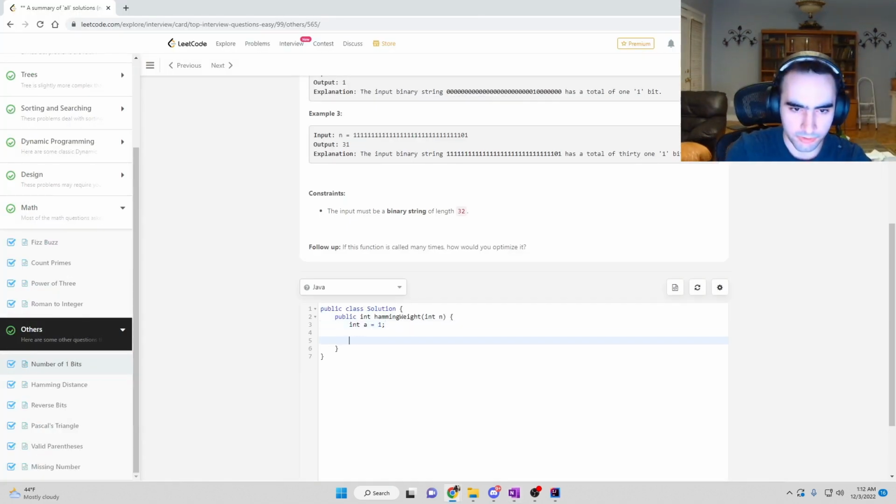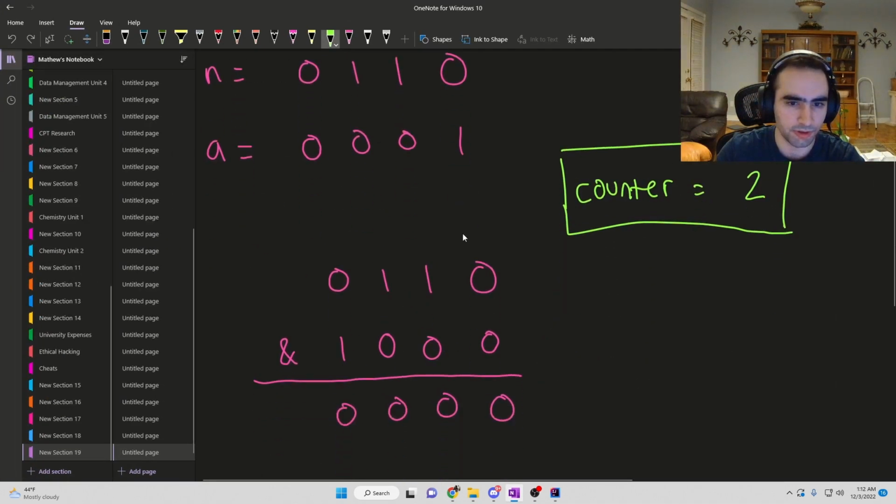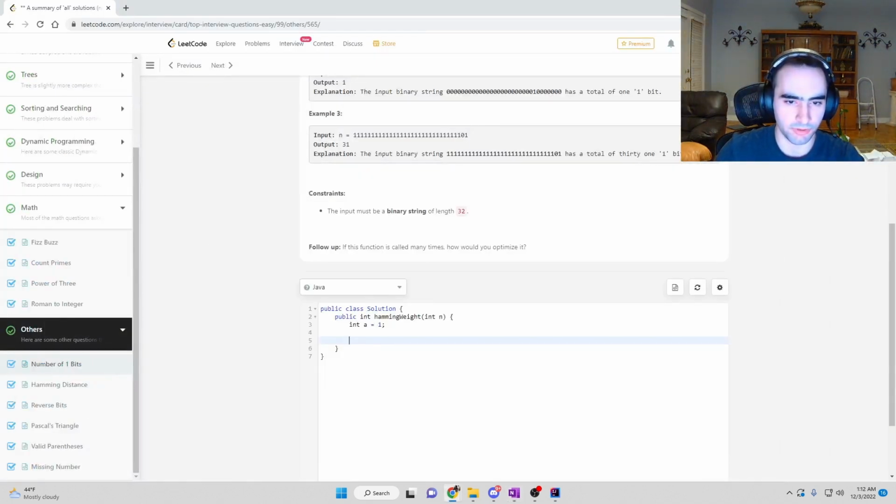And now we could start our loop, but instead of, so here this would be a loop of 4, right? Because we started at 0, 0, 0, 1, and then we did 0, 0, 1, 0, and then we did 0, 1, 0, 0, and then we did 1, 0, 0, 0. So that would be a loop of 4 for each bit that we have to compare.